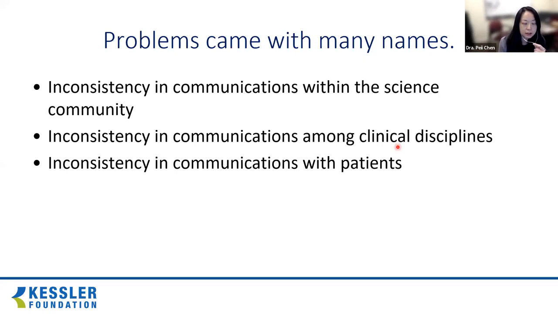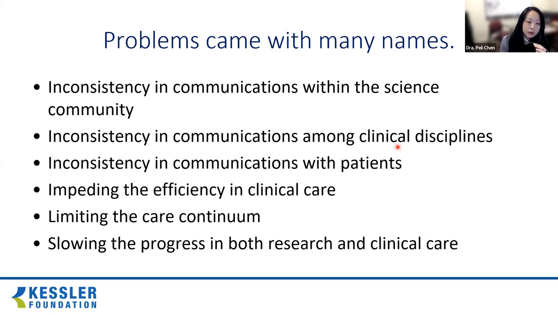And this inconsistency in communication is very confusing for patients because they don't have the knowledge. If you put two names on the same disorder, they may think they have two different disorders. And all these impede efficiency in clinical care, limiting the care continuum when patients move from acute care, for example, to subacute care, to home services. If clinicians are using different terms describing the same disorder, it's very confusing and creates difficulty in care continuum and slows the progress in both research and clinical care.